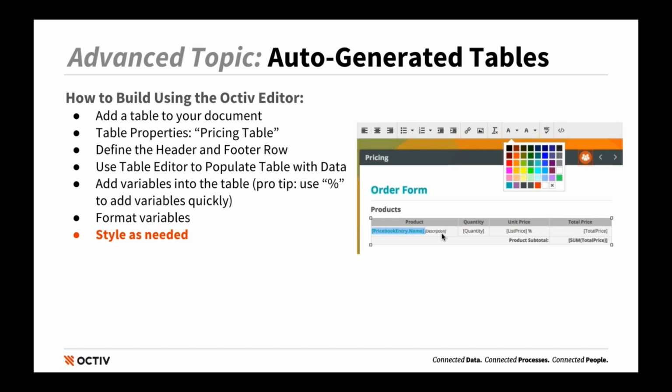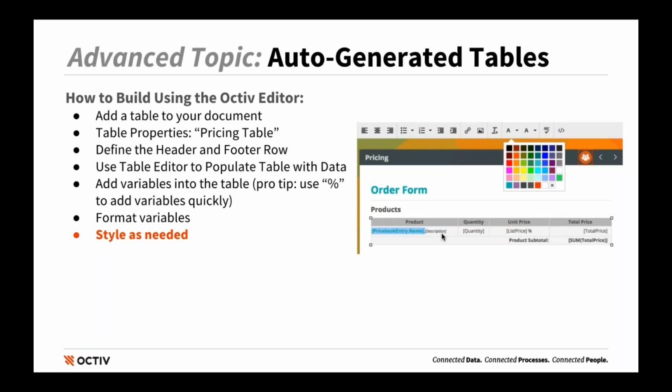So those are really the steps using the Octiv editor and the tools that are available to you in our user interface to build an auto-generated pricing table. Great. And we had one question come in: where do you find where all these places are set up? And I think we are going to walk into a live demonstration here where we can see how to do that, right? We sure can.